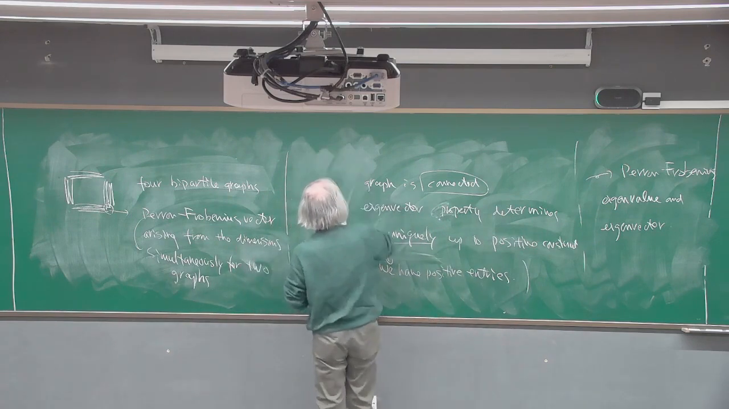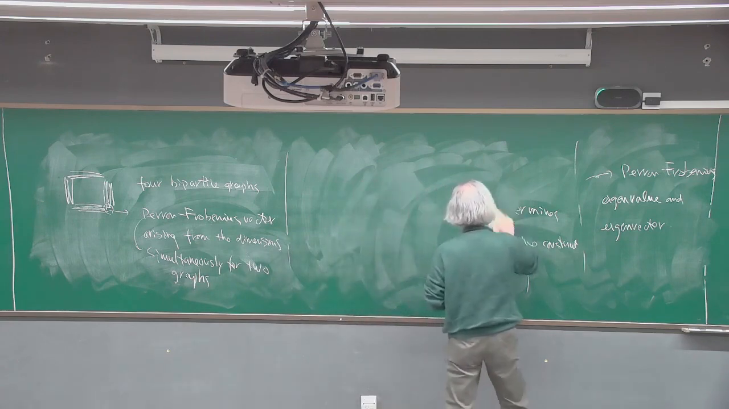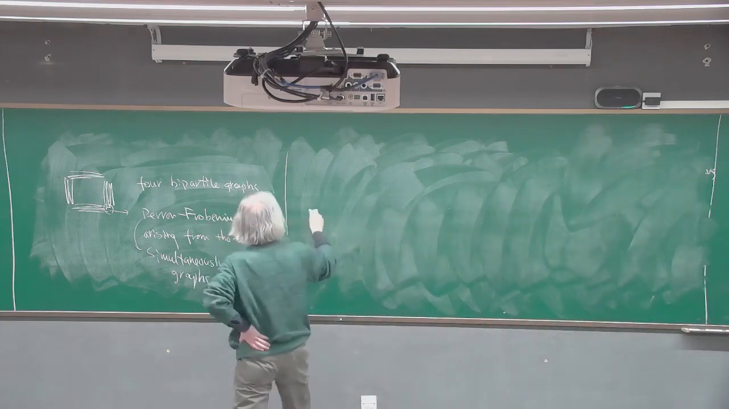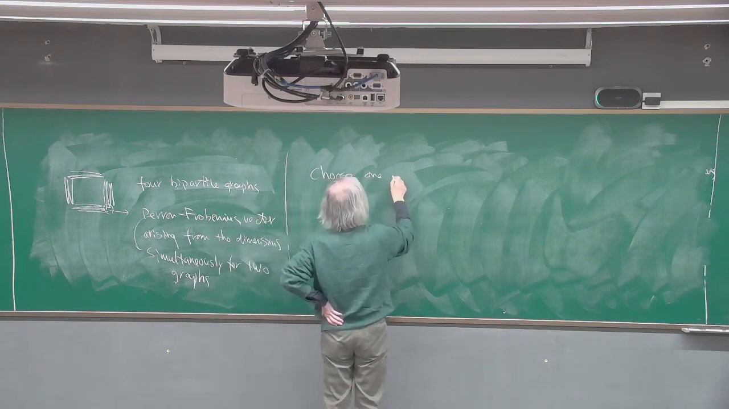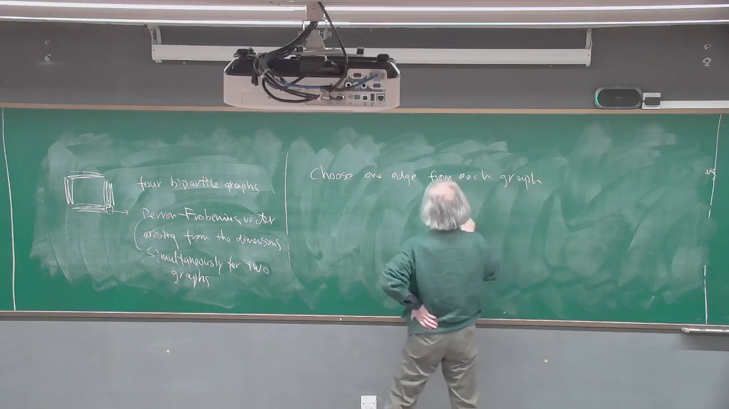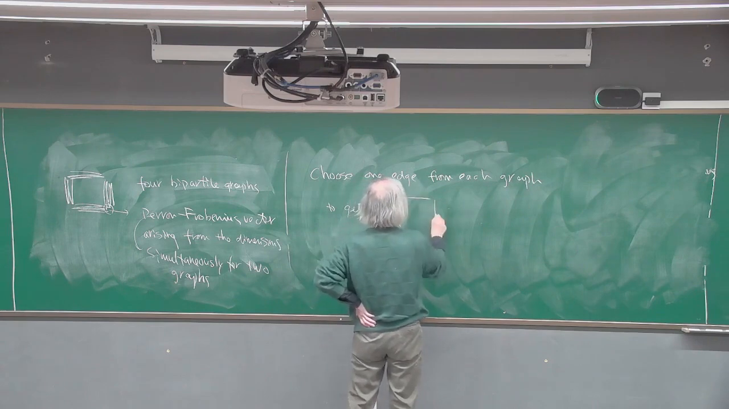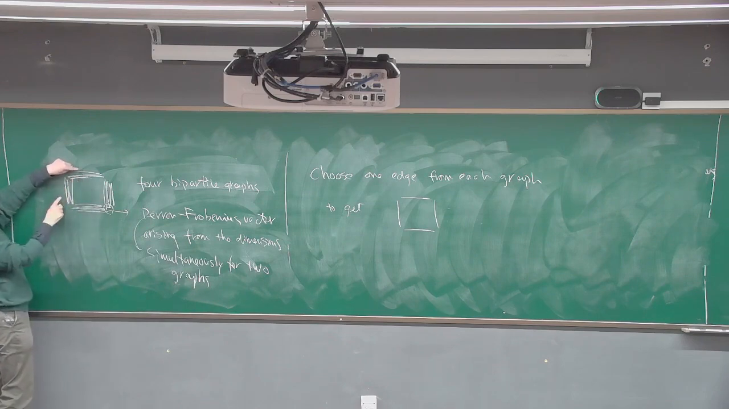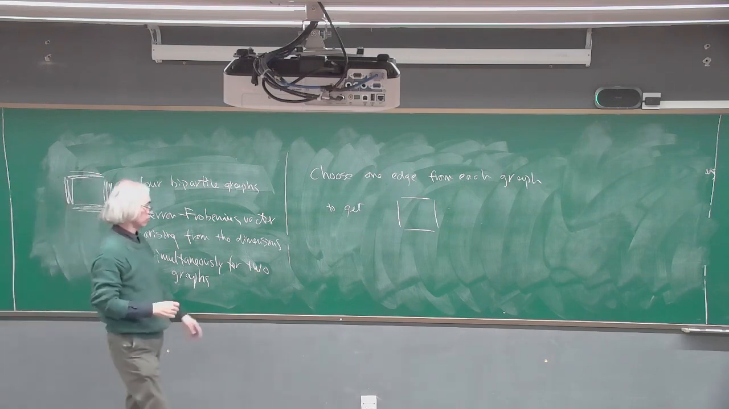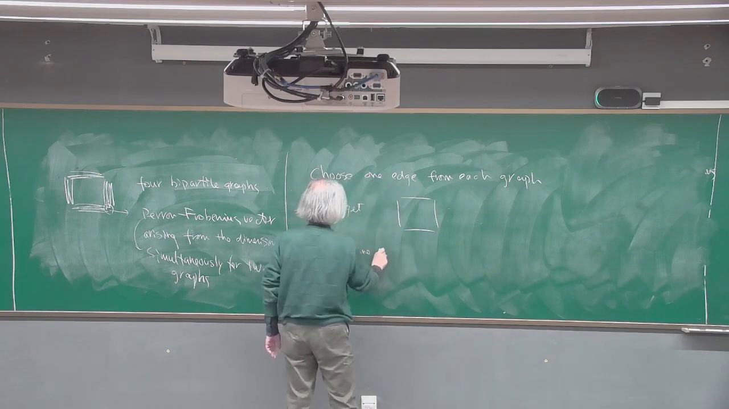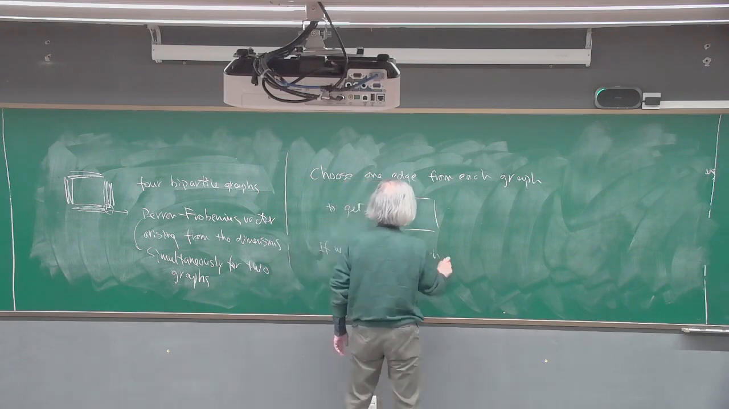And then we want to have some abstract axiomatization. In this setting, we choose one edge from each graph to get a square picture. If we choose one edge here and another edge here, then the vertices could be different, and then we cannot match them. Here we have a mismatch of vertices.